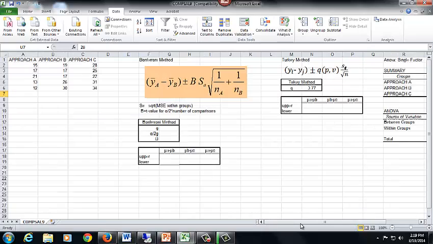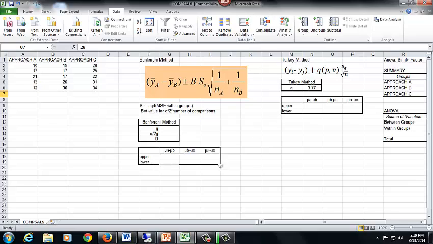I'm generally saying that there is a difference amongst the 3, and it looks like approach C is better. But is approach C necessarily better than approach A? Or is approach B better than approach A? Is approach A better than C? Those kinds of things. So I have 2 methodologies to test this: the Bonferroni method and the Tukey method.